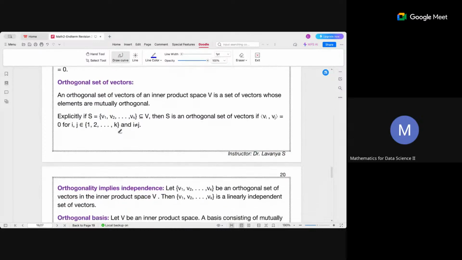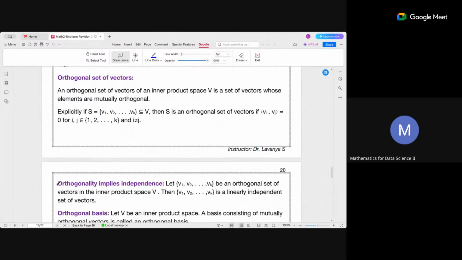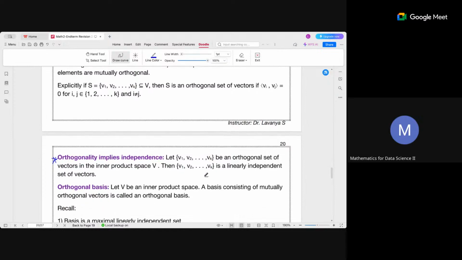Orthogonality implies independence. This is a very important property. It says that if you have an orthogonal set, then this set is always linearly independent. I'm not giving the proof here, but this statement is important. And what is meant by an orthogonal basis? A basis containing orthogonal vectors is an orthogonal basis. That's all. What about the standard ordered basis? Is it an orthogonal basis?